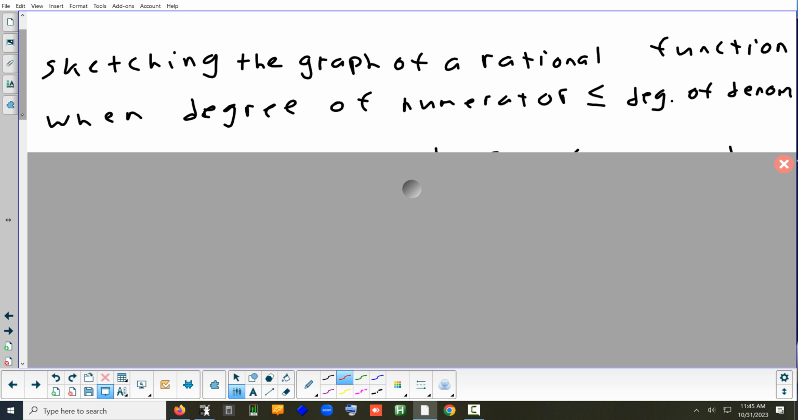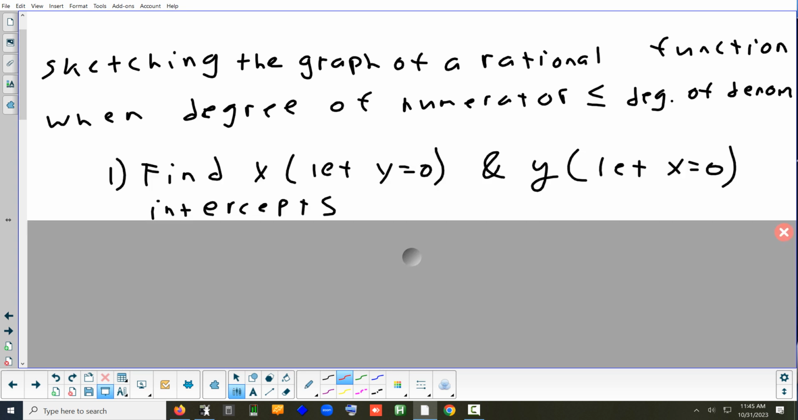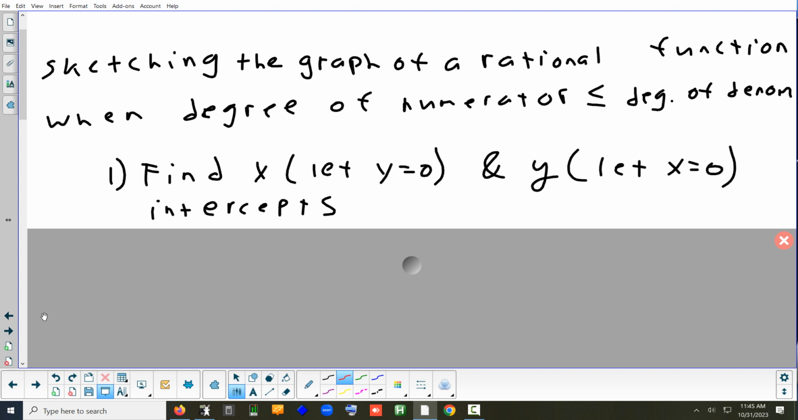Okay, so these graphs are going to curve. So there's a few different things we've got to find to sketch it. It's not as simple as drawing a straight line. It's not quite that easy. But a couple things that we can try to find are the intercepts, where the graph crosses the x-axis and where it crosses the y-axis.